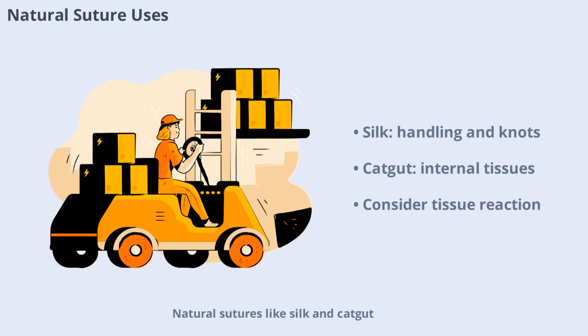Natural sutures like silk and catgut are used in various surgical procedures. Silk is favored for its handling and knot security, while catgut is absorbable and suitable for internal tissues. Their biological origin provides unique properties, but tissue reaction must be considered when selecting these materials.